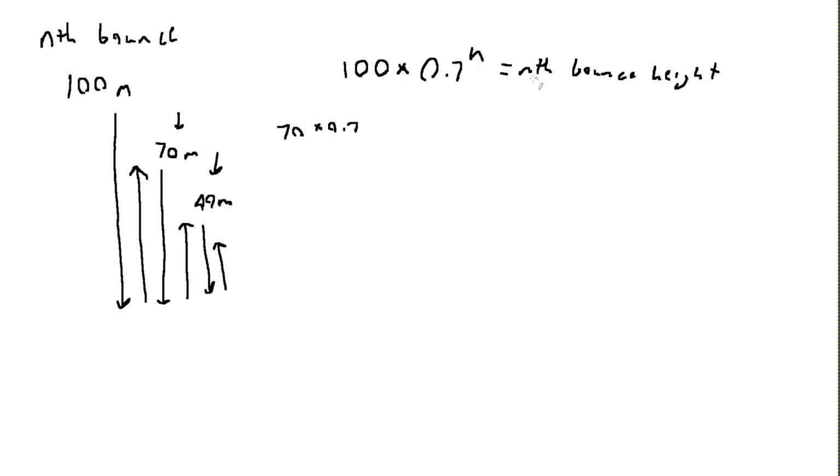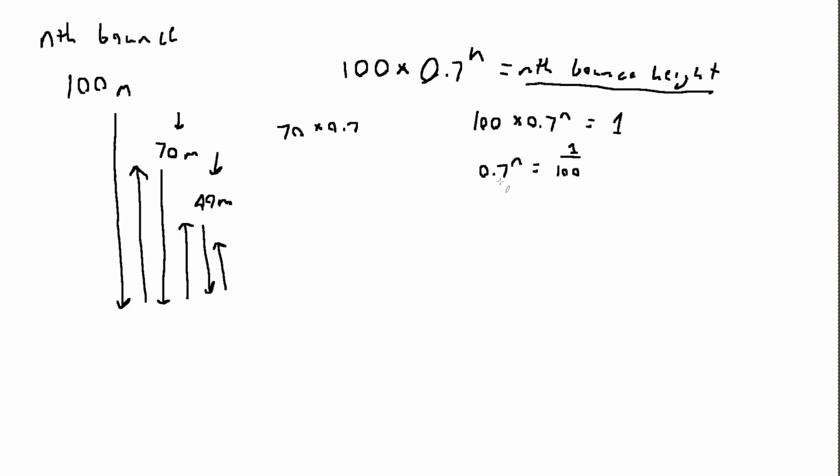Okay, so let's think about this now. How do we figure this out? Well, what if we just set this equal to 1? That'll give us an equation that we can now solve for n as our only unknown. And this is basically saying let's set the nth bounce height to 1 and find out what n is. So we now have this nice equation and we can solve it fairly simply. We can divide both sides by 100. We get 0.7 to the n equals 1 over 100.